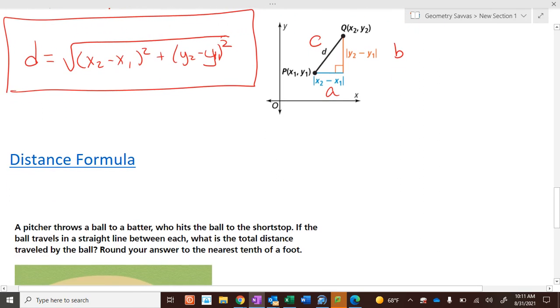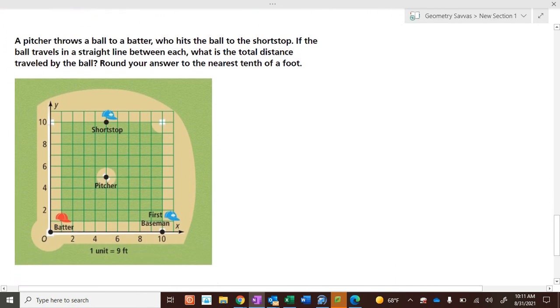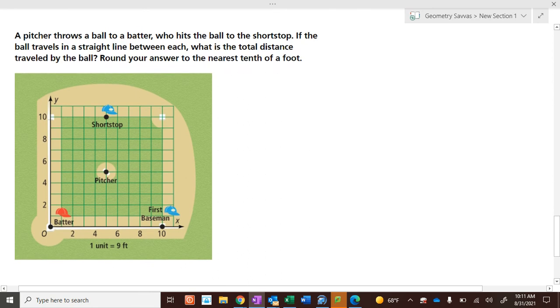Okay, we just got done with the Little League World Series. I'm sure some of you were watching the Sioux Falls boys play in it. But here's a little baseball example of distance.